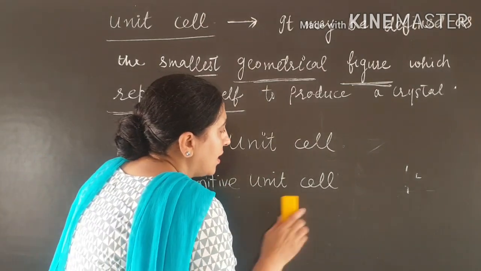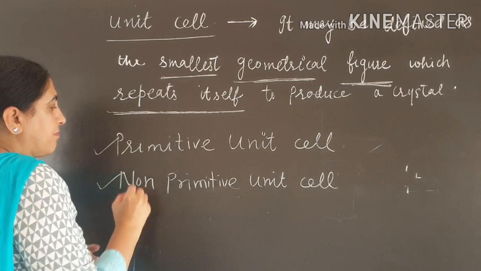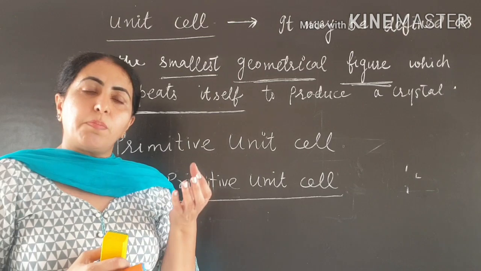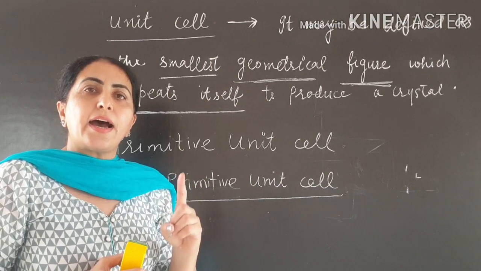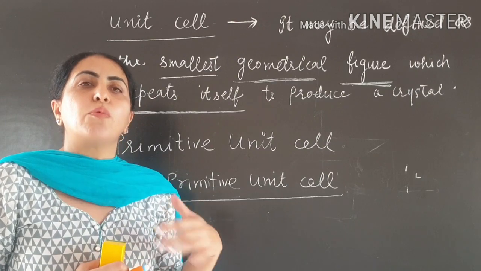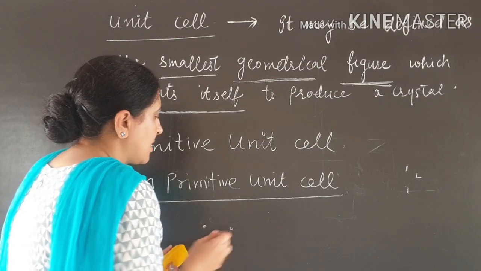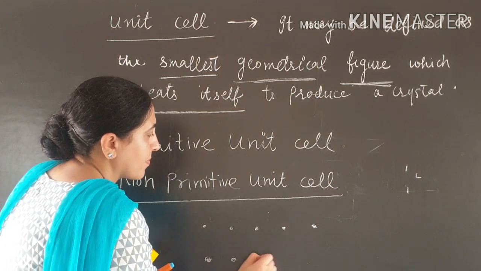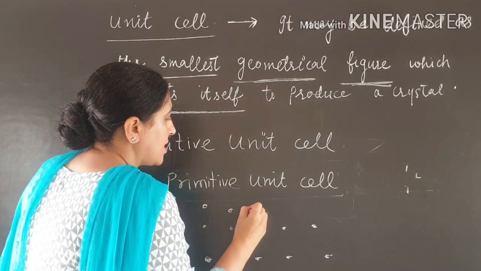Now what is a non-primitive unit cell? This is primitive, we have done. Now non-primitive. The unit cell having points at the corners and also at the faces of the unit cell, and the effective number of lattice points is more than 1. For example, this is a lattice. These are the lattice points.